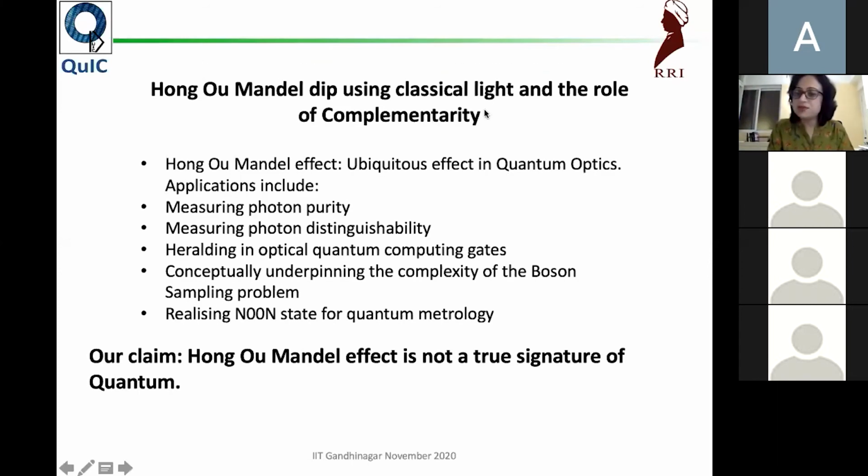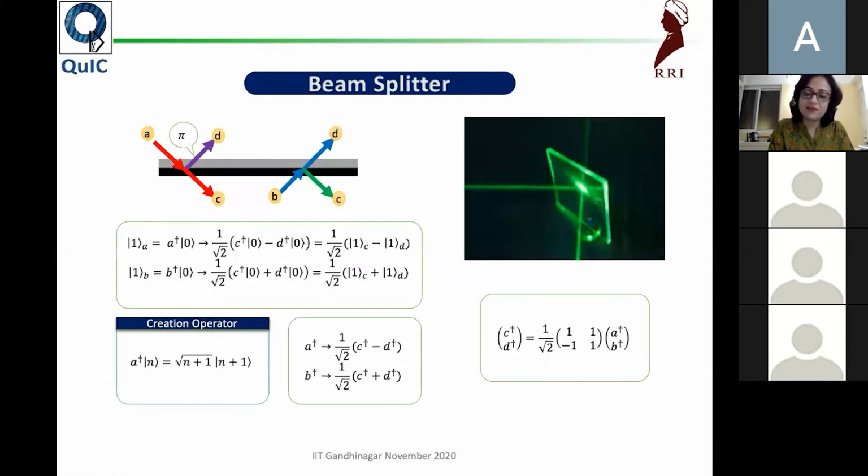So it's a ubiquitous effect in quantum optics, and it's used to measure photon purity, photon distinguishability, heralding in optical quantum computing gates, then NOON states. There are myriad applications of this Hong-Ou-Mandel effect, which is a very fundamental effect that we all study and some of us also measure. But what we claimed through this work is that the Hong-Ou-Mandel effect need not be a true signature of quantum. And so this is a very interesting thing that we did.